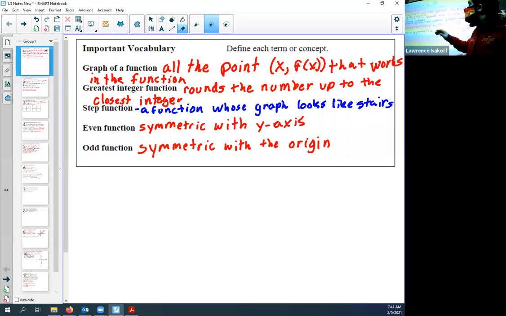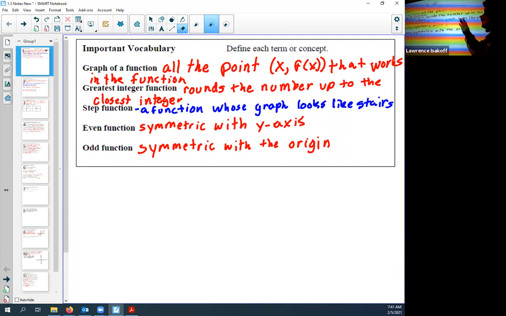Okay, so in 1.3, we're going to start talking about graphs of functions, and we'll look at all the details of that. The graph of a function is all the points x comma f of x that are in the function. So it's just the curve.